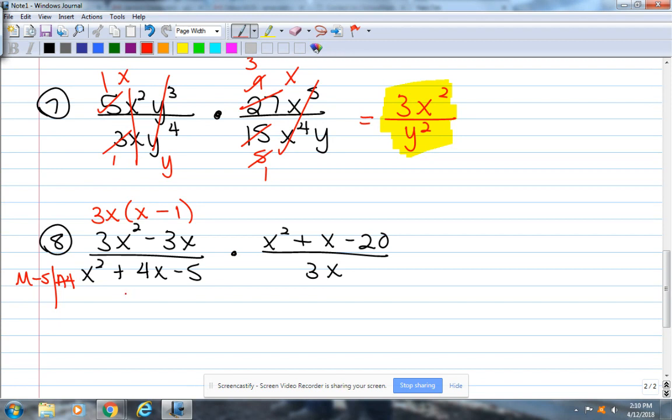Try again. It adds to be a negative. Negative 1 and 5. Yes. x minus 1 and x plus 5, because the bigger one needs to be a positive. Right? Y'all are good.